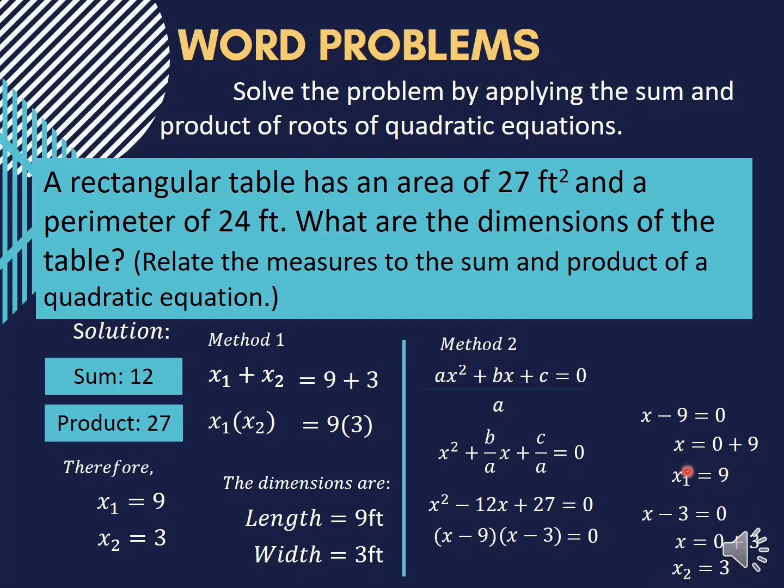We got x sub 1 is 9 and x sub 2 is 3. So, these are the two numbers. Okay? So, it satisfies our first method, by thinking of a number. So, the length is 9 feet and the width is equal to 3 feet. So, that is how we solve problems involving the sum and product of the roots of the quadratic equation.